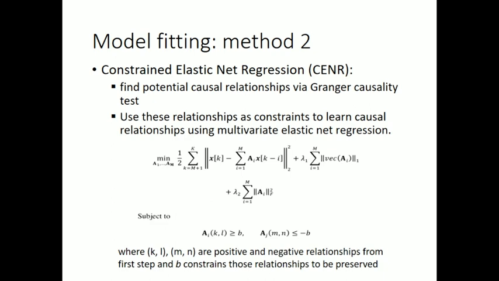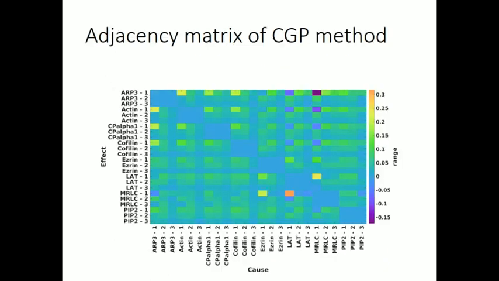That is, how many previous time points are you allowed to use in order to try to predict the next time point? And in this case, we chose that value as only two time points, because there are only a total of 10 time points in the whole data set. Okay, so here is the A matrix that results from the CGP method.